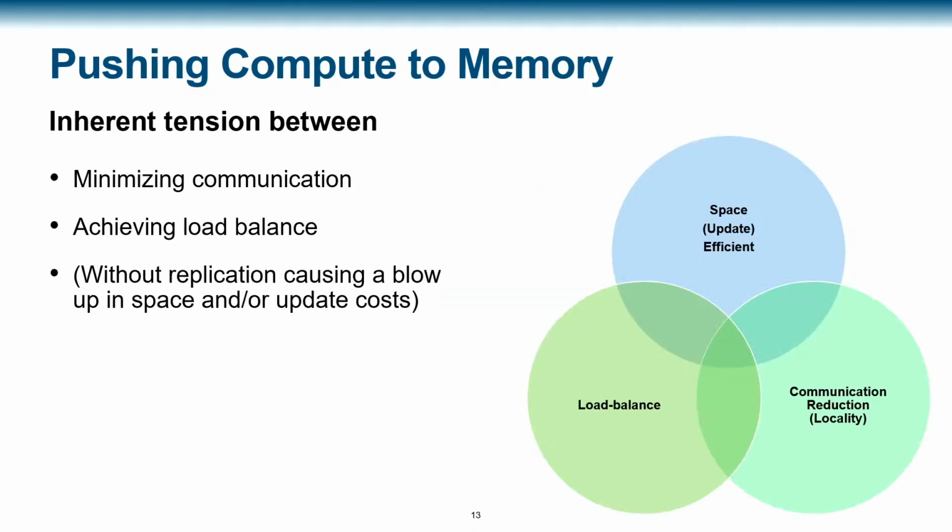And so our Venn diagram really has three pieces to it. You want to be load balanced, you want to minimize communication, and you want to be space efficient, or space/update efficient. They're similar: once I replicate, then I have a bunch of copies I have to update, and that makes updates inefficient.